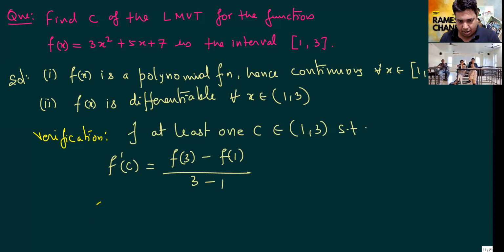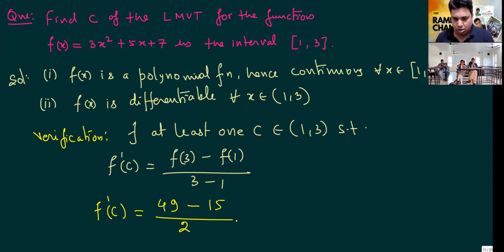So f dash c is equal to what? f of 3, how much? 9 plus 27 plus 49, it is 49, let's say, minus 15, by 2. So how much is it? 34 by 2, 17.